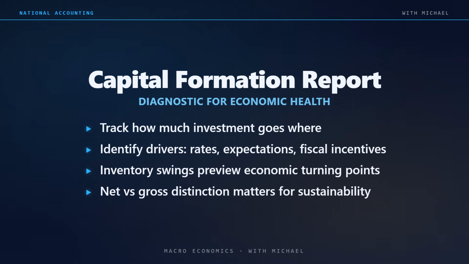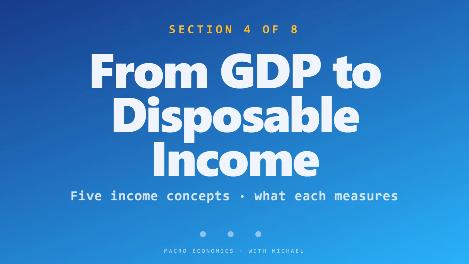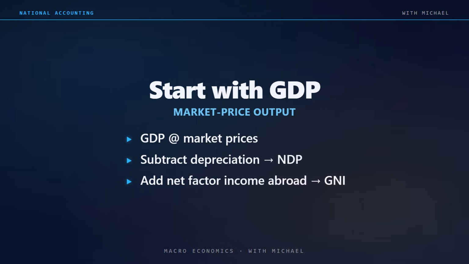Section 4. From GDP to disposable income. GDP is not what households can actually spend. There are several steps that transform total output into the income households have available for consumption or saving. The journey begins with GDP at market prices. Subtract depreciation, and you get net domestic product.